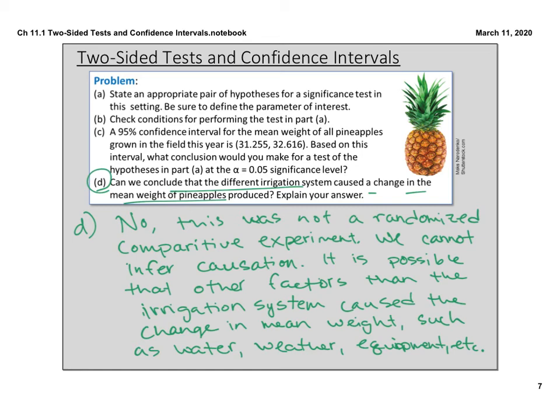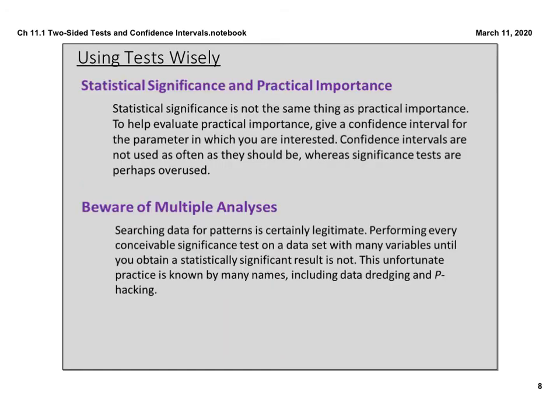So we cannot say that one thing caused the other. All right, so this is where we have to be careful about using tests wisely. It says statistical significance and practical importance, okay? Statistical significance is not the same thing as practical importance. To help practical importance, give a confidence interval for the parameter in which you are interested.